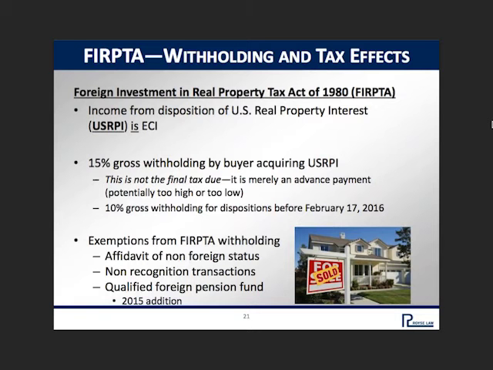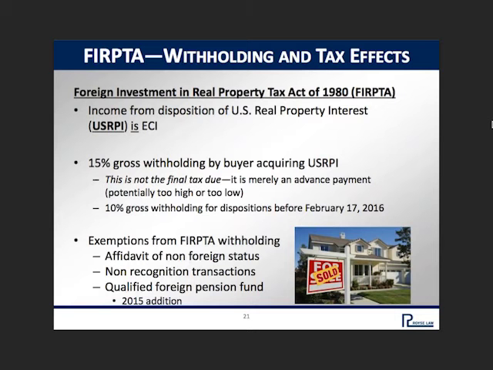Congress was also afraid that foreigners might not pay this ECI. They might take the money and run. So they added a 15% gross withholding tax. So as a buyer acquiring a U.S. real property interest, the default presumption is you have to withhold 15% of the purchase price that you pay toward real property, and you have to pay it over to the IRS. Now, this is not the final tax due. It's an advance payment that will be credited against the final tax due by the seller. So you can have over withholding pretty frequently or under withholding at other times. This gross withholding amount, by the way, was recently increased.